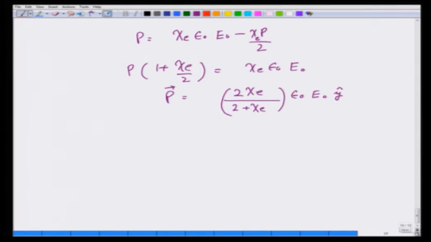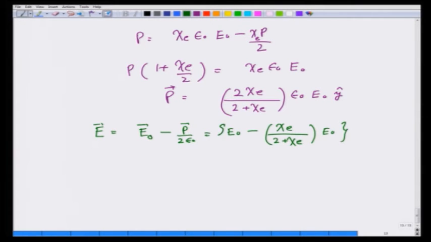The electric field E inside is nothing but E applied, which is E 0 minus P over 2 epsilon 0. So, this is going to be E 0 minus chi e over 2 plus chi e E 0 in the y direction. So, this comes out to be 2 over 2 plus chi e E 0 in the y direction.